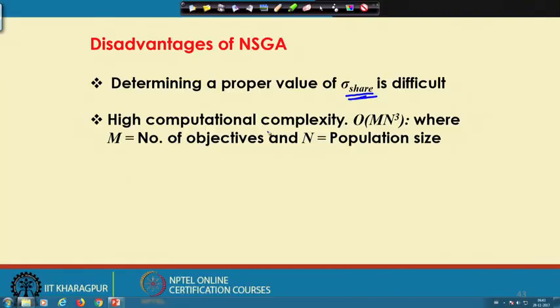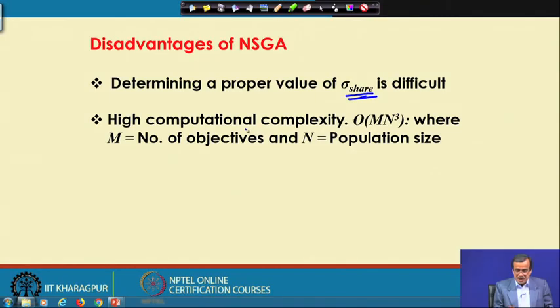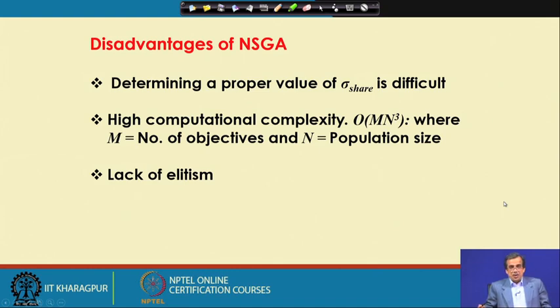The next is the computational complexity. Now, this algorithm, NSGA, is computationally complex, and the computational complexity is in the order of M N cube. Here M is nothing but the number of objectives, say it is either 2 or 3, and capital N is nothing but the population size. So, this algorithm is computationally slower, and its computational complexity is more.